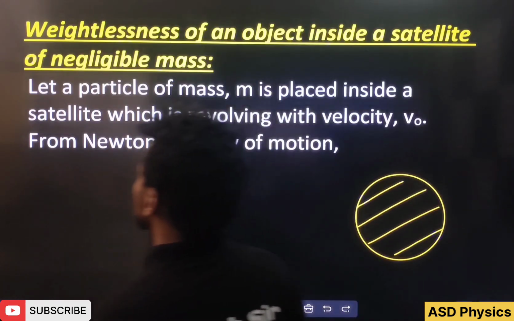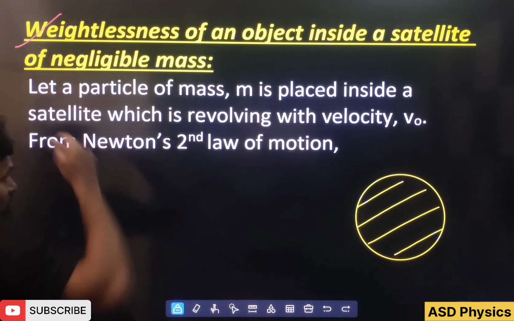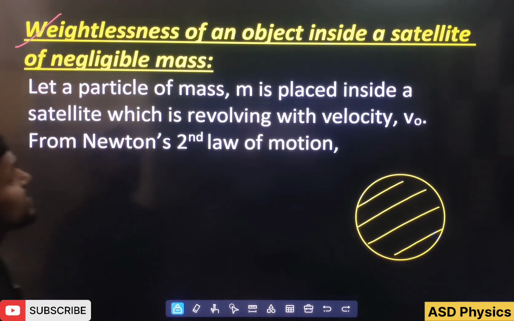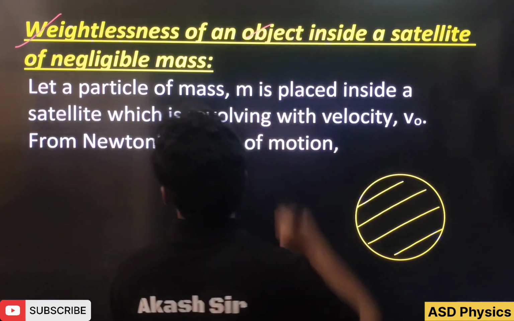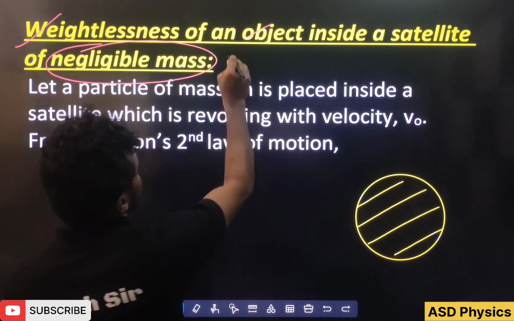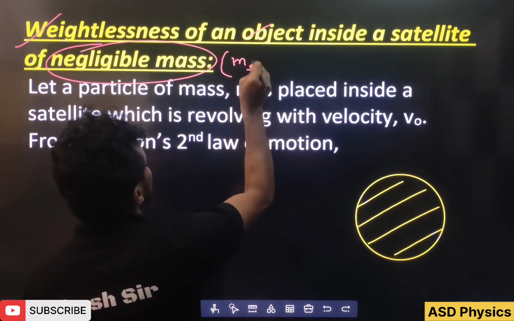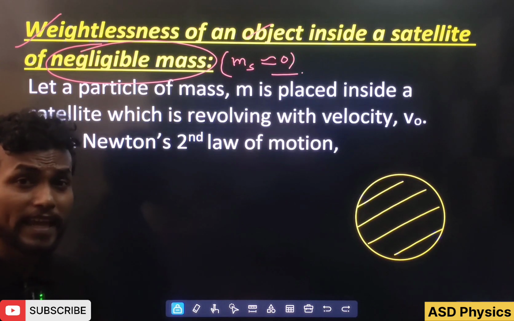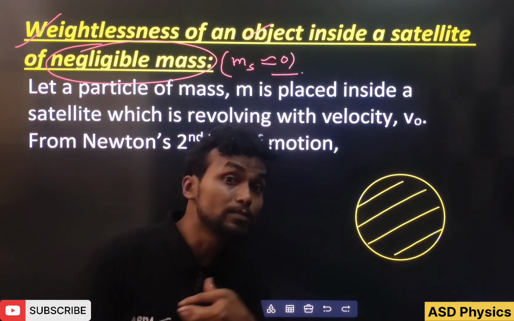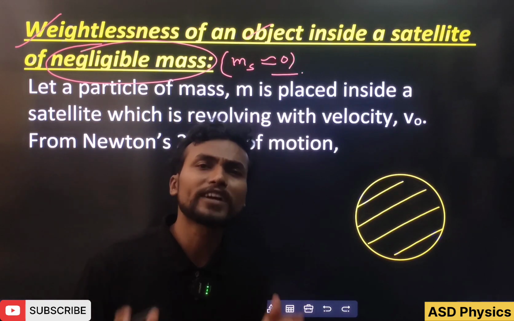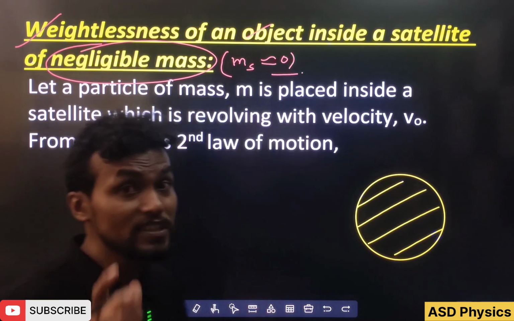Great. Next, students, we are going to see that sometimes the weightlessness condition is also important. So see please, weightlessness of an object inside a satellite of negligible mass. What I am telling is that, for example, if the mass of the satellite is ms, this will be approximately 0. Actually the moon is also a satellite, but its mass is not 0. It has some heavy mass, is it?